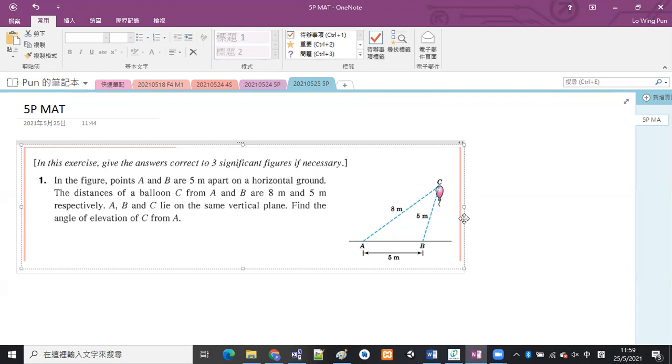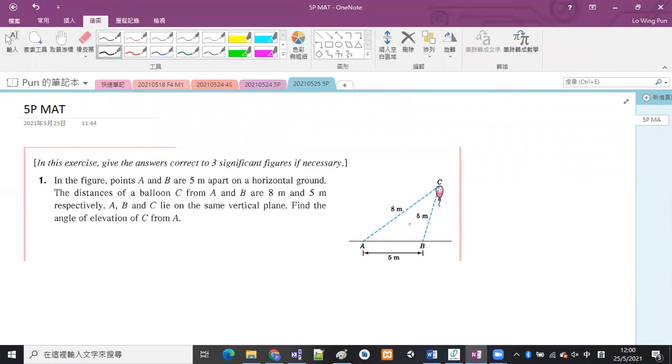Okay. I think everything in this question is already found on the diagram. But what is the required angle? The question asks you to find the angle of elevation of C from A. That should be angle CAB. Yes, very good. Can you see this? If I want to find the angle of elevation of C from A, I will be standing at A and looking at C. So I will be at point A.